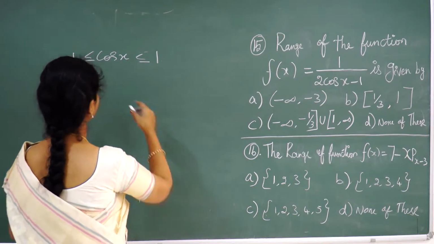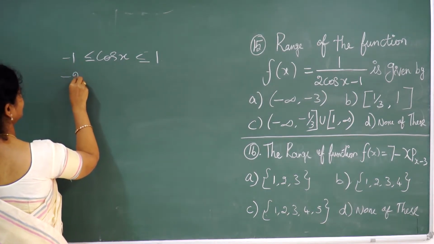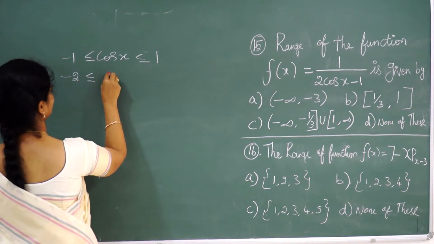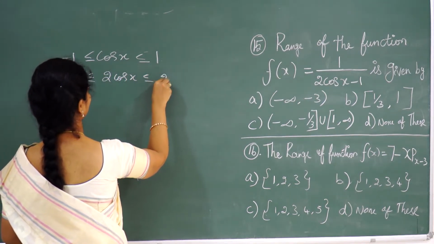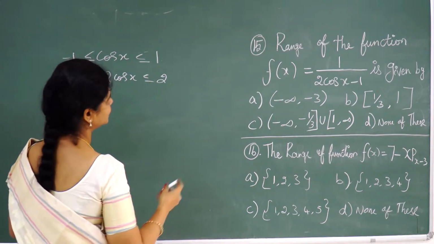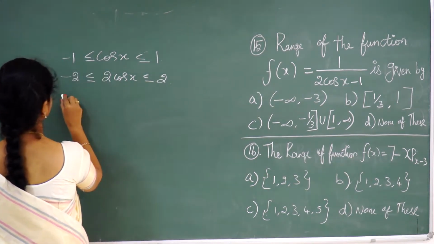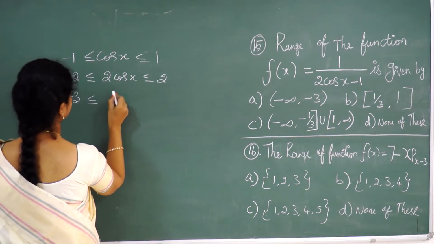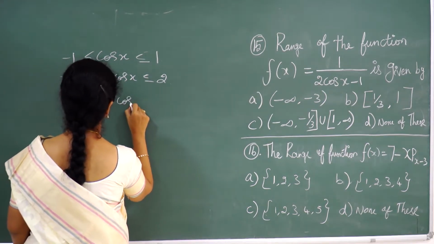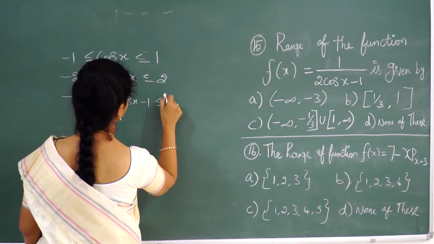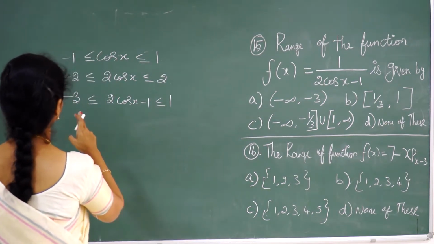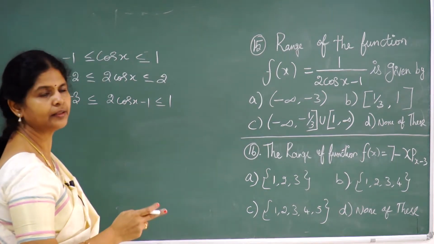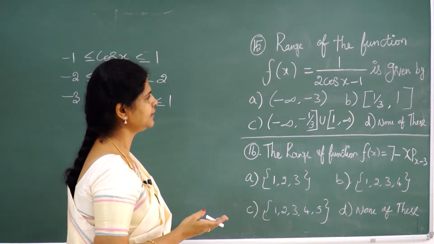Next, multiply both sides by 2. So minus 2 less than or equal to 2 cos x less than or equal to 2. Next, subtract 1 from both sides, you get minus 3 less than or equal to 2 cos x minus 1 less than or equal to 1. So 2 cos x minus 1 ranges from minus 3 to 1, but the function comes in the denominator.